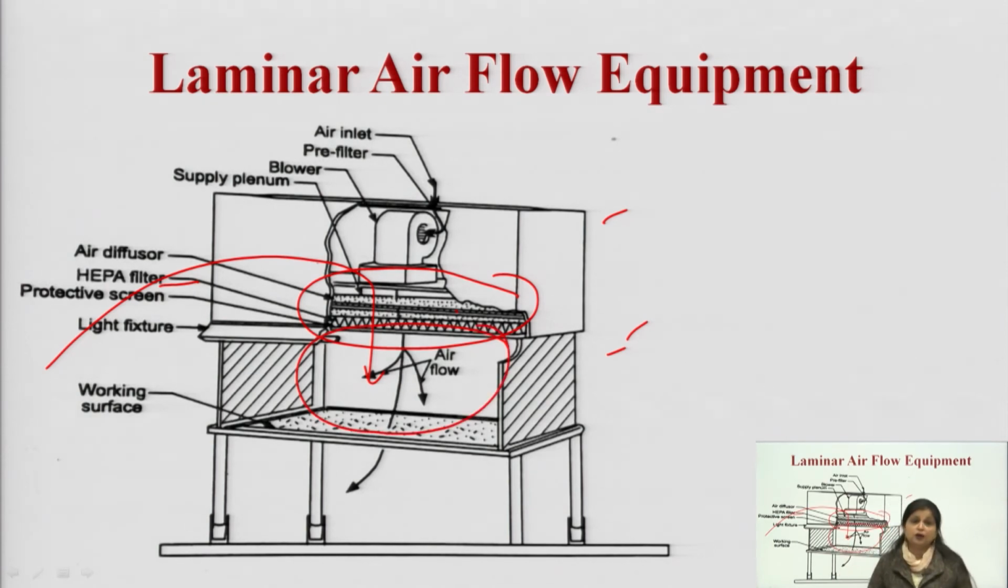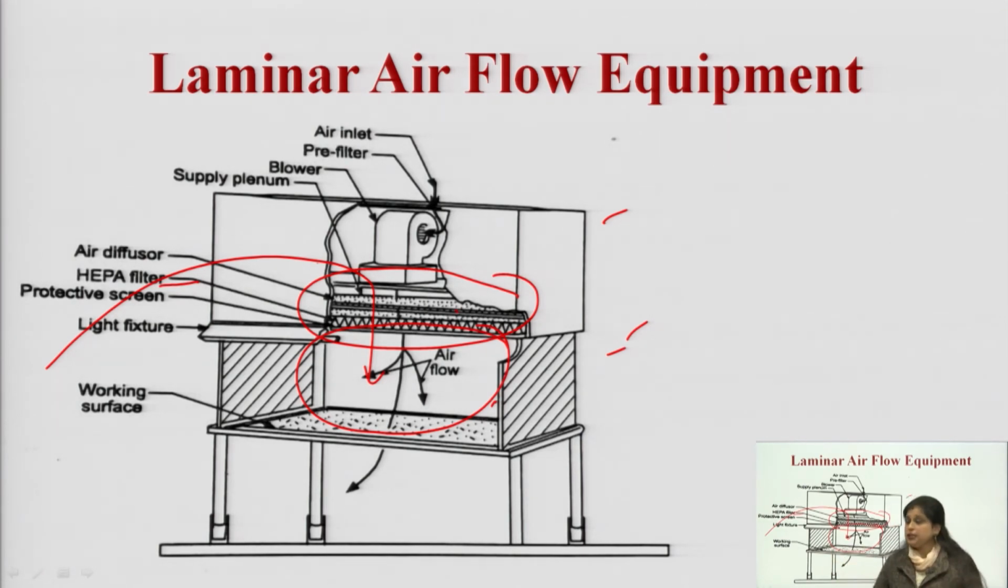That cabinet also contains UV lights. UV lights are always attached within this cabinet, so that this whole area becomes free from microorganisms and free from dust particles. In a laminar airflow unit, laminar flow means unidirectional flow; we can't have turbulent flow within that area. If there is turbulent flow, we will not be able to make that area clean from microorganisms or dust particles.